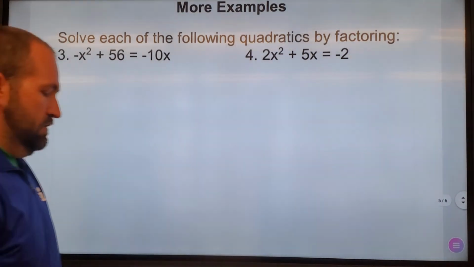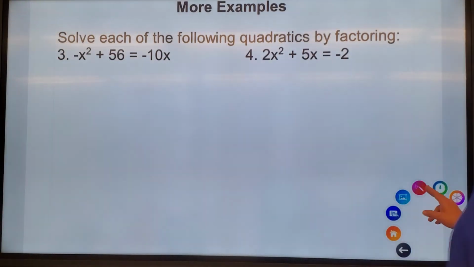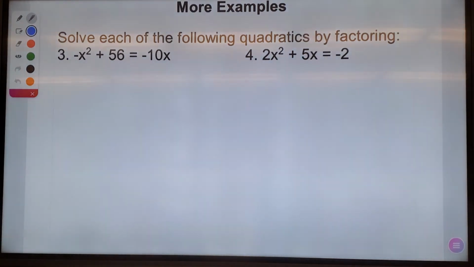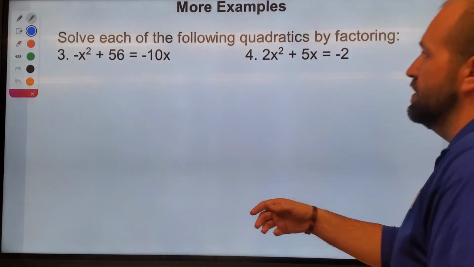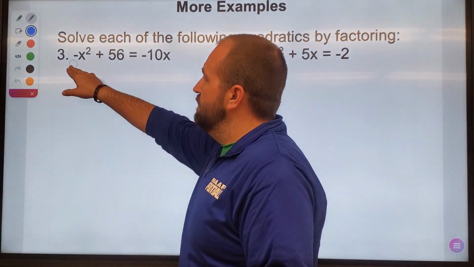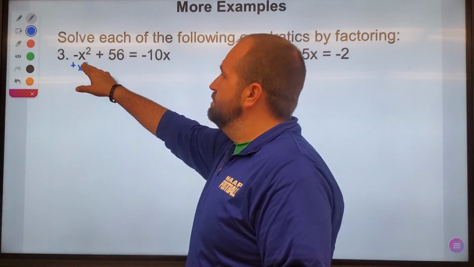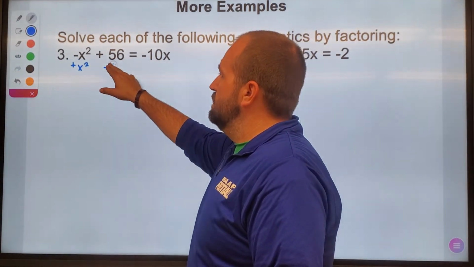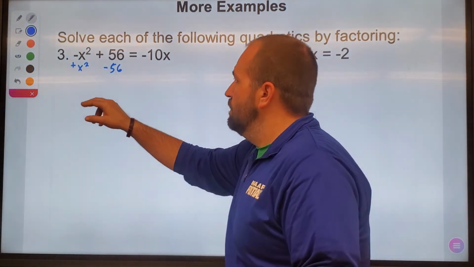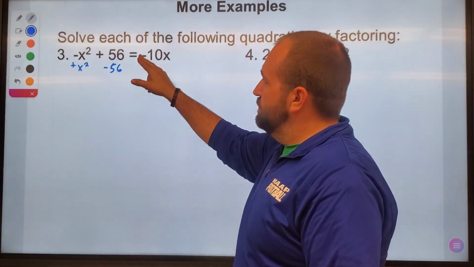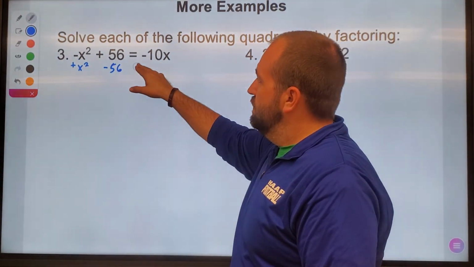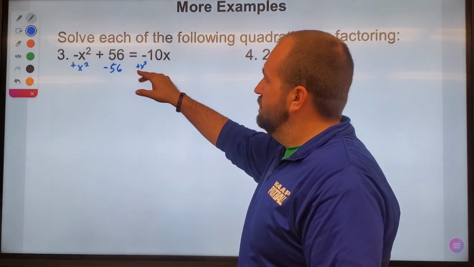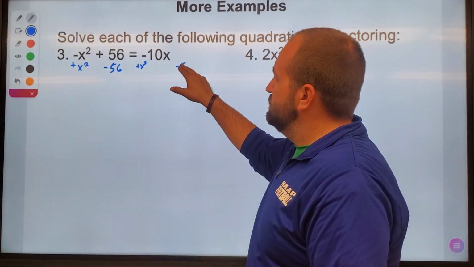Okay, 2 more here. Okay, number 3. Again, notice that the x squared is negative, so I want to move that to the other side of the equation. And then again, reordering things here, I'm going to add x squared. I'm going to subtract the 56. So again, on the other side of the equal sign, I'm going to add x squared, and I'm going to subtract 56.